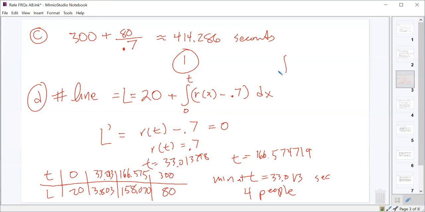So you could have written it this way: the integral from 0 to t of r of x dx minus 0.7x. Well, we would have said 0.7t because we're talking about in terms of time. Could have done that. I mean, the integral of 0.7 is 0.7t. The rate is 0.7. The number of people leaving the line is 0.7 times t. Okay. Does that make sense? Yeah.